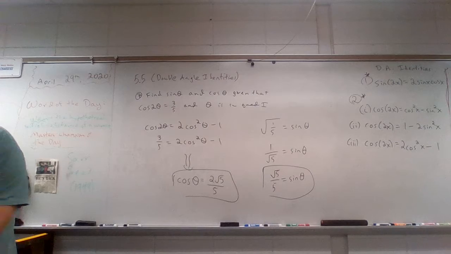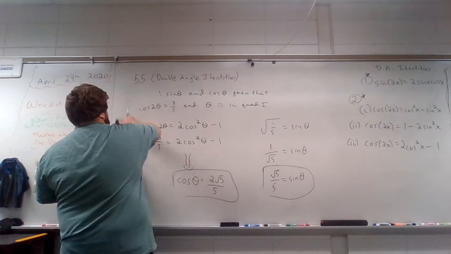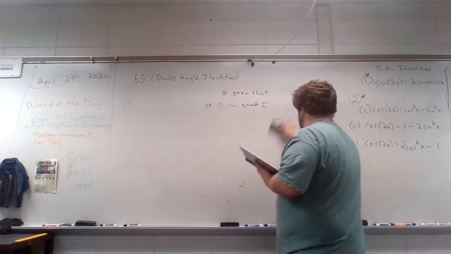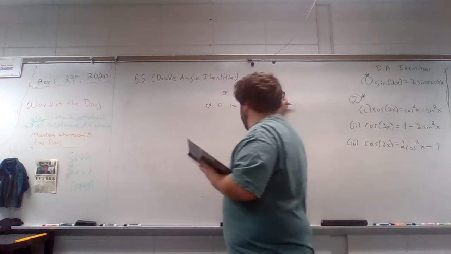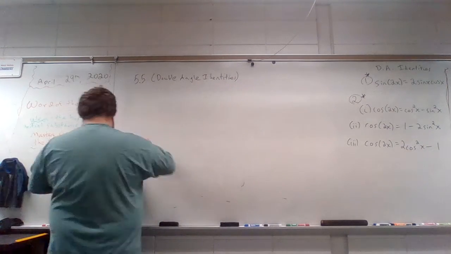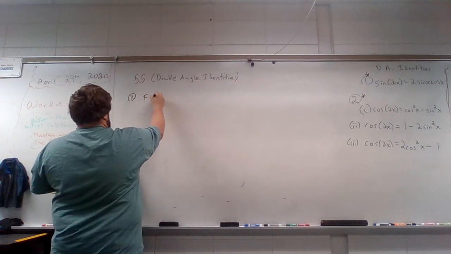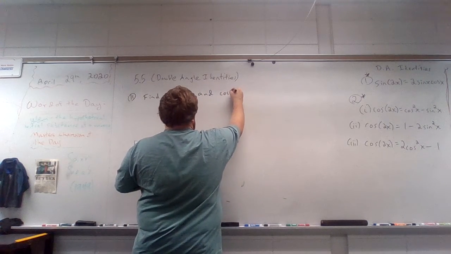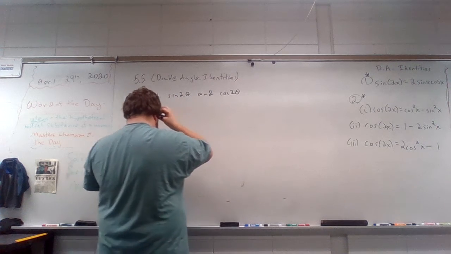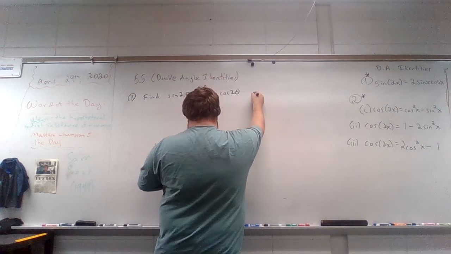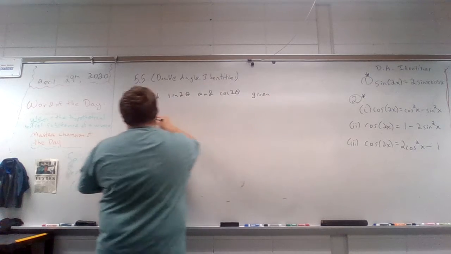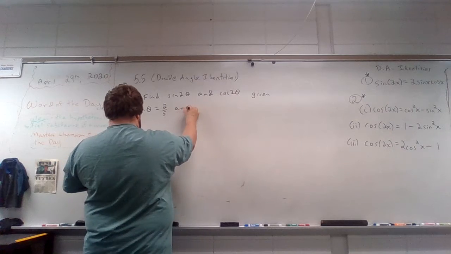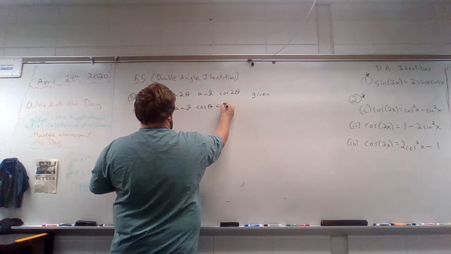All right, and then the other variation of this problem. Maybe I don't want to find sine theta and cosine theta. Maybe I want to find cosine of 2 theta and sine of 2 theta. So this one says find sine 2 theta and cosine 2 theta, given sine theta is 2/5 and cosine theta is less than 0.